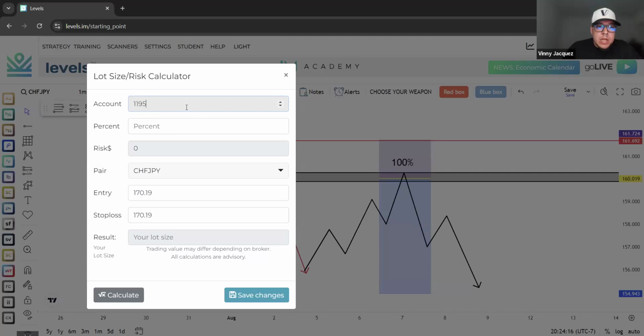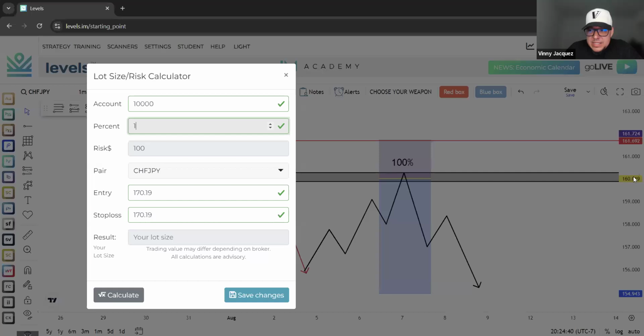right? Now, let's just say we have a 10K account, because usually that's the smallest account people are taking on demo, right? And this is a drawing, so let's keep that in mind. But let's say we want to risk 1% of our account. 1% of $10,000 is $100, right? We are on CHF JPY.